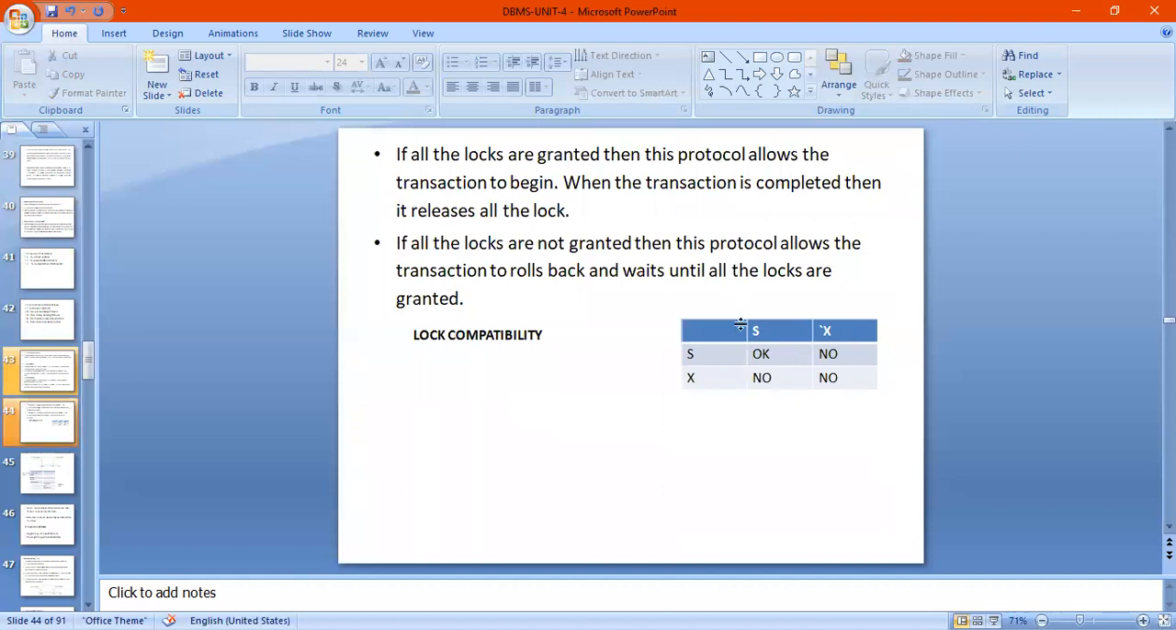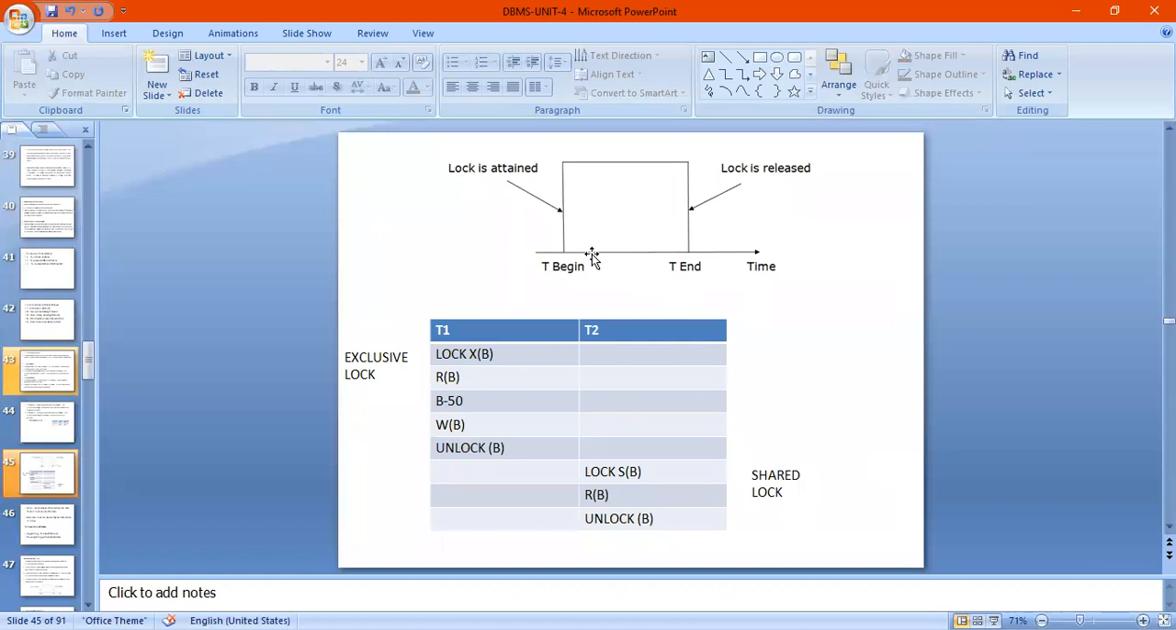So this is a locking system, where S is the shared state and X is the exclusive state. These are some permutations and combinations to see the states of the lock. The lock is attained at time T1. At T2, the lock is released. This is the time slice. Here, exclusive lock: transaction 1 locks X of B, reads B, does some operation on B, writes B, and unlocks B. During that time, the other transaction does not do anything. At the shared lock, lock S of B, read of B, unlock B.